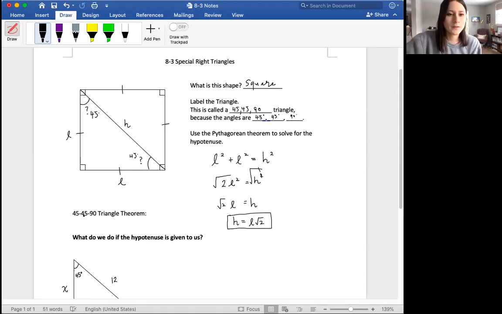So the 45, 45, 90 triangle theorem says that anytime I'm looking for the hypotenuse, my legs are just going to be square root of 2 times the legs equals the hypotenuse. So we can write that again right here. Hypotenuse equals legs times square root of 2. So let's do a few practices on our study guide.